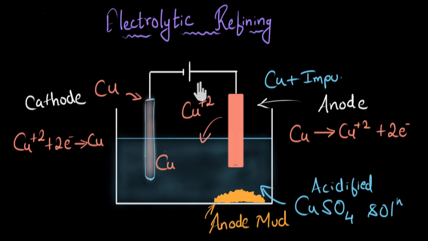So see, the positive terminal of the battery, it will suck electrons. Does not matter what is connected to it. Whether it's pure copper or crude copper, it will take away electrons. So what's going to happen in this case is the copper atoms in the pure metal strip, they will lose electrons and become ions. They will come in the solution and then they will take the electrons from this side, from the cathode, from the crude metal and deposit on top of the crude metal.